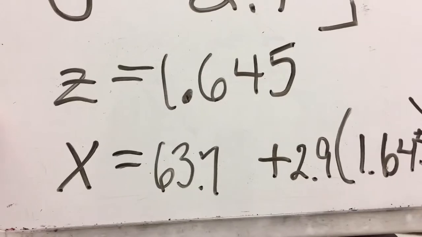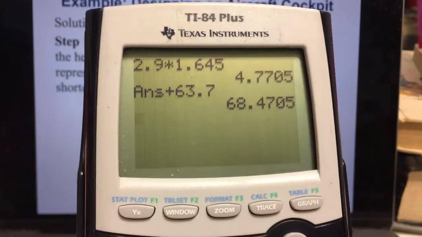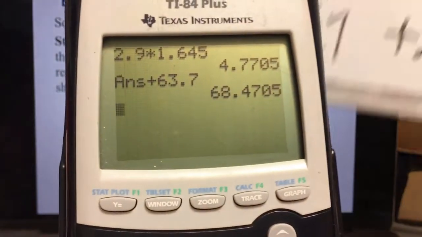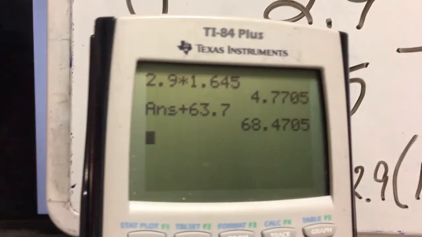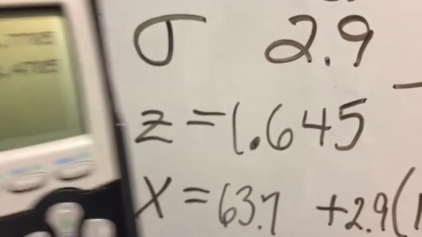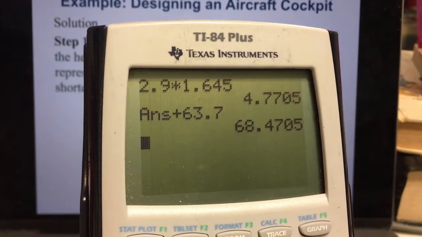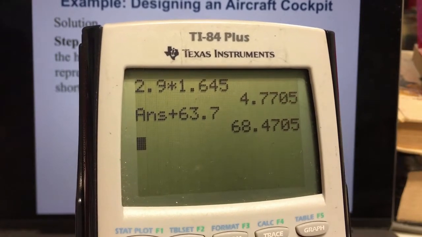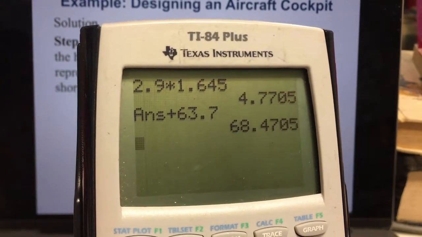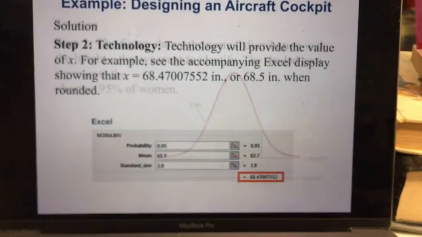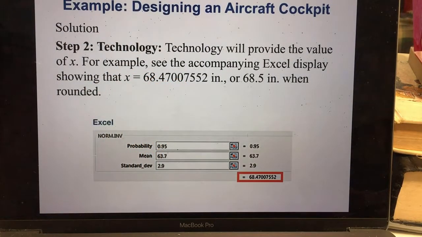So here we go. All right, so here is our calculation. I'm taking this formula that we just figured out. I'm taking 2.9 times 1.645, which I did there. And then I added it to the 63.7, which I did right there. And we get 68.4705. Okay, and that was done with the table and a calculator, 68.47. And now we're going to look at how they're doing it using the technology.